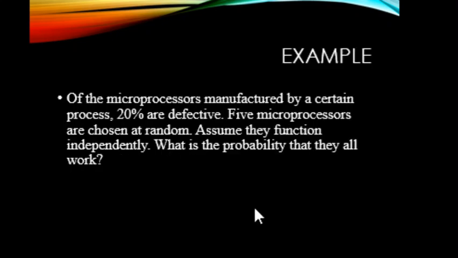Okay, here's another example of microprocessors manufactured by a certain process. 20% are defective. 5 microprocessors are chosen at random. Assume that they function independently. What is the probability that they all work? So we have seen the example where we were trying to figure out that all were defective. Now let's look at the opposite. What is the probability that all of them work?